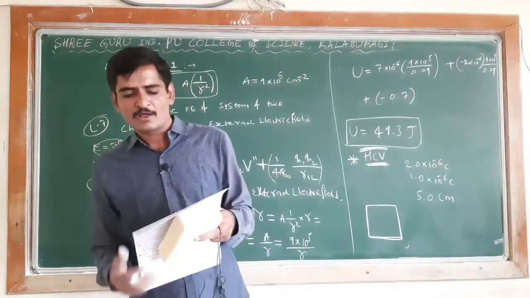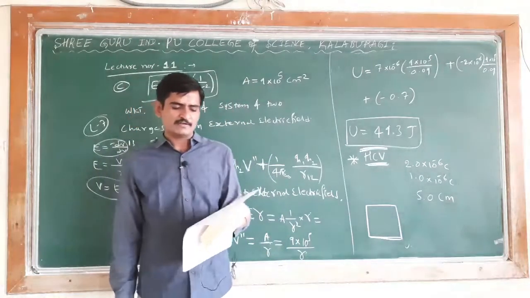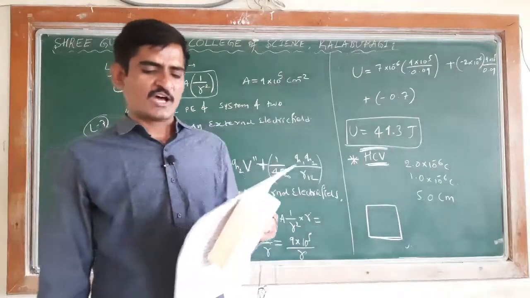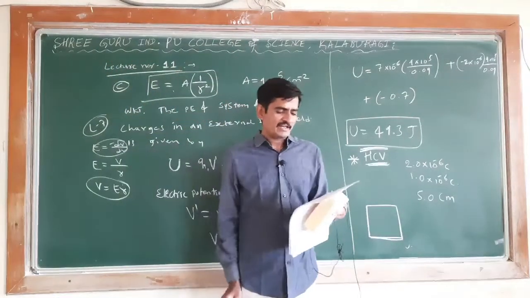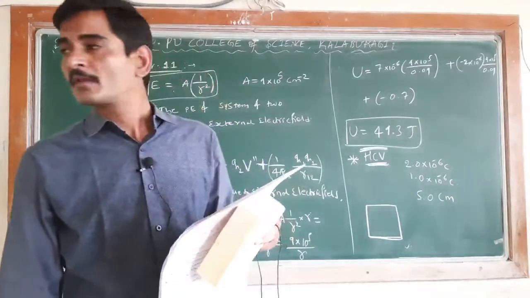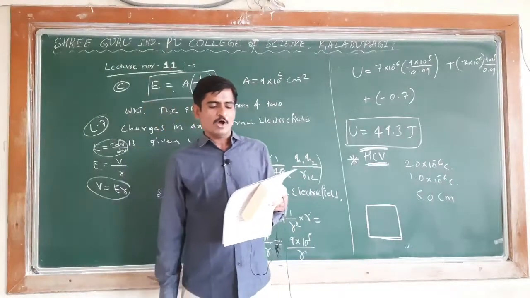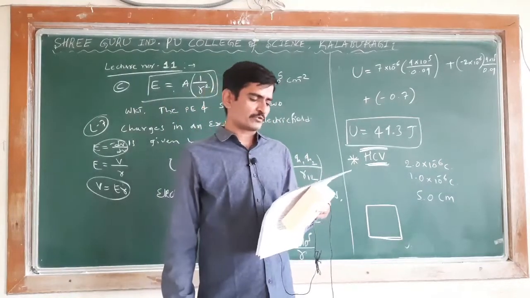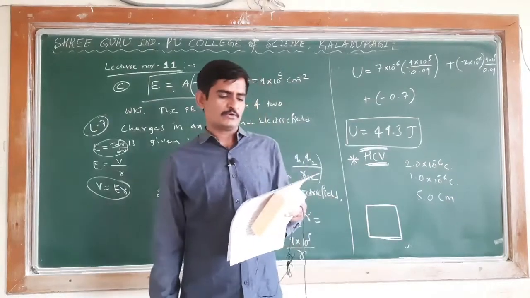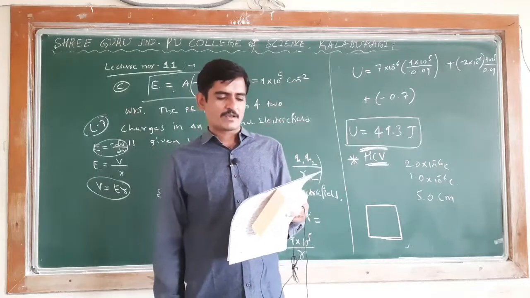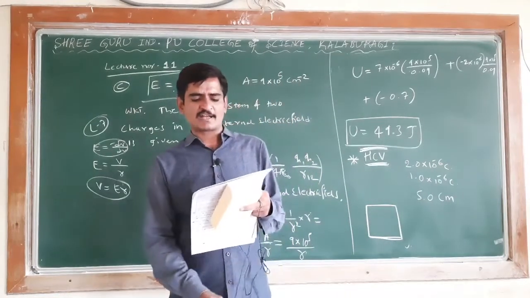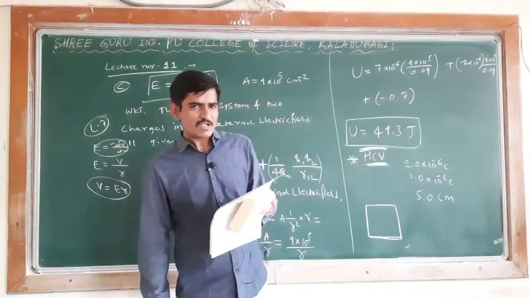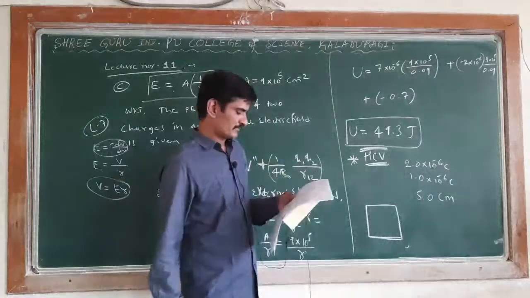How much work will be done against the electric field in moving a charge of 1.0 × 10^-6 coulomb from C to D?